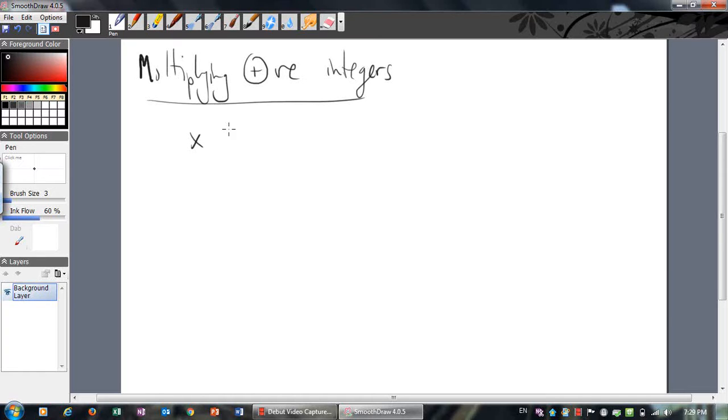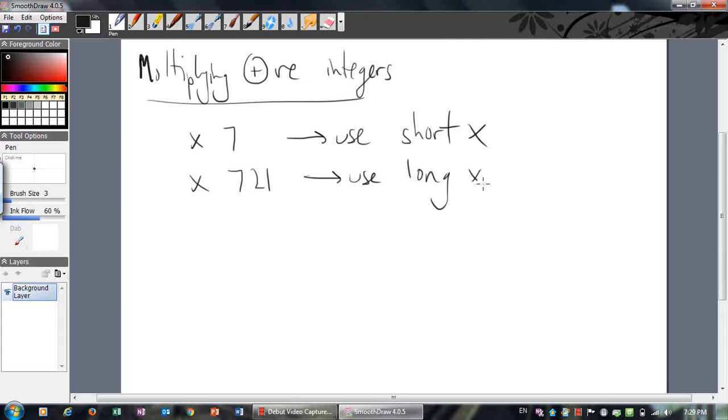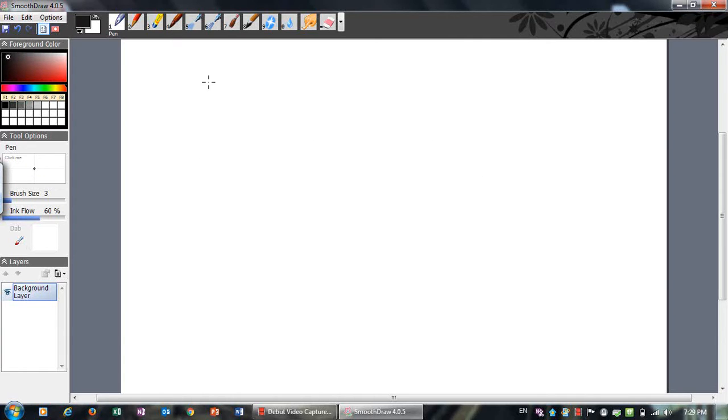If you're multiplying by a single digit number, just one digit, then what you need to do is just use short multiplication. Okay. If you're multiplying by a big number like 721 or something more than one digit, you need to use long multiplication. Let's give a question a go. Let's have a look at 42 times by 3.